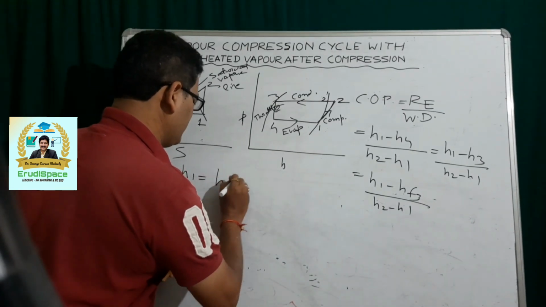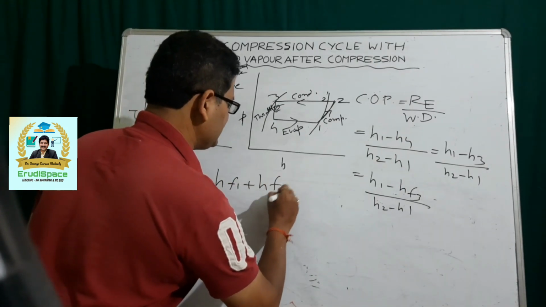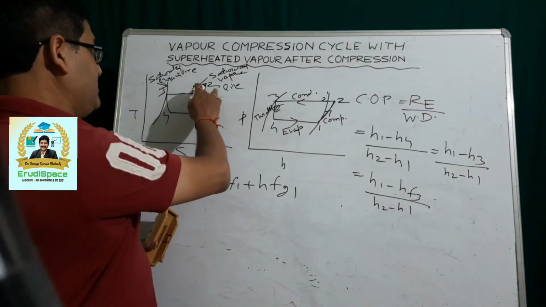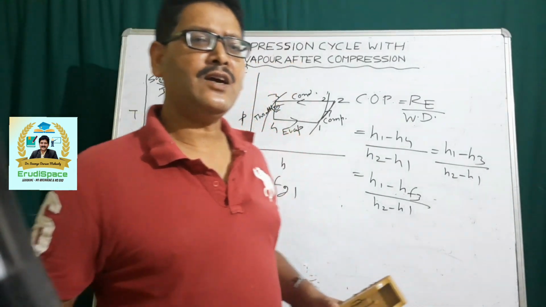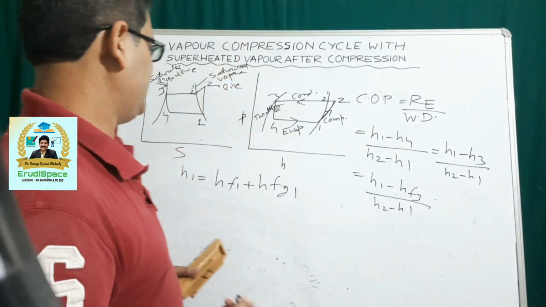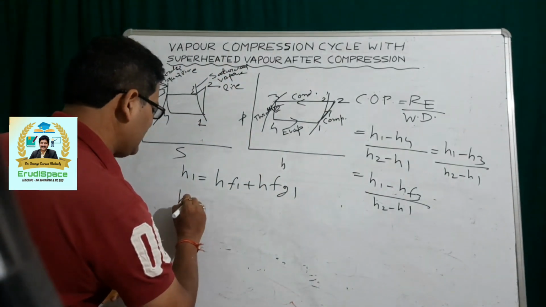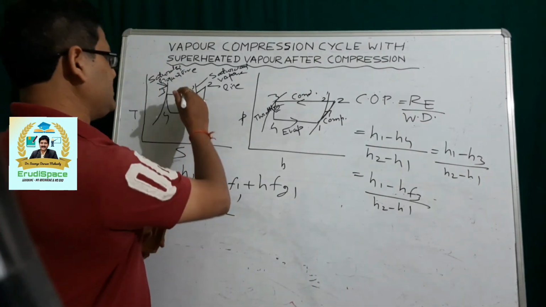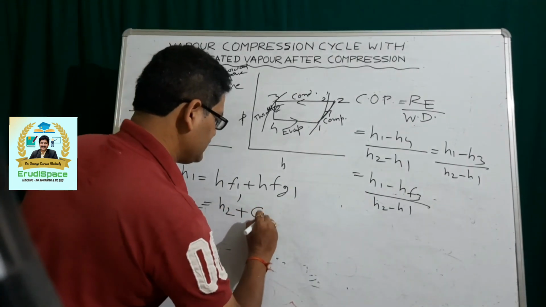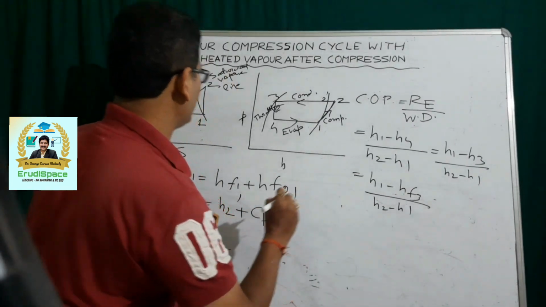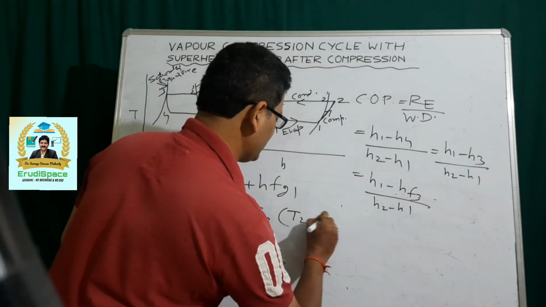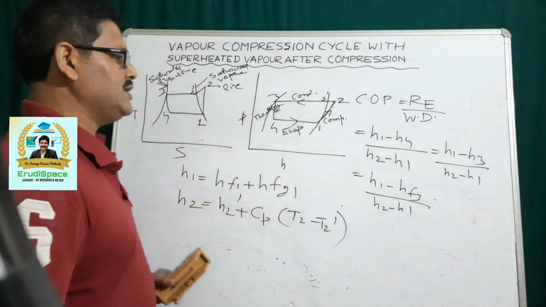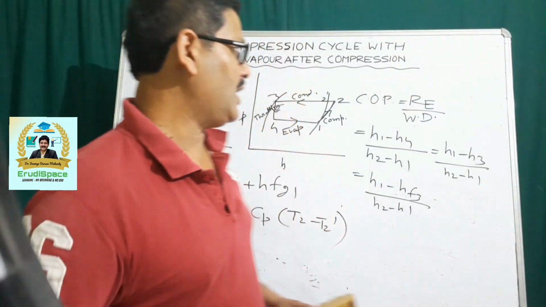Hf1 plus Hfg1. But as far as point 2 is concerned, it is lying in the superheated region, and enthalpy H2 is the enthalpy corresponding to point 2 dash plus specific heat times the temperature difference between the two, that is T2 minus T2 dash. You can substitute these values and find out the COP of the cycle.